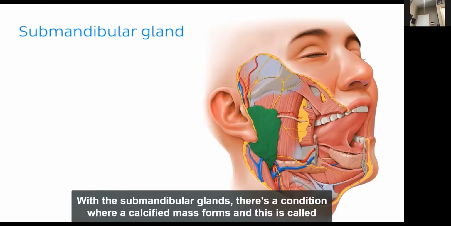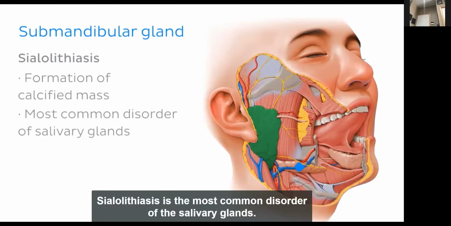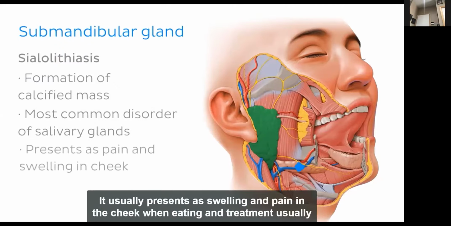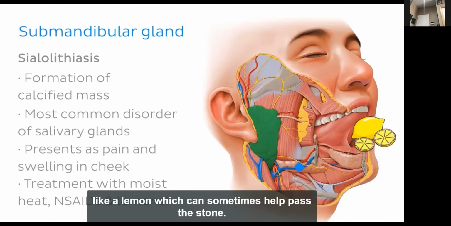With the submandibular glands, there's a condition where a calcified mass forms, and this is called sialolithiasis. Sialolithiasis is the most common disorder of the salivary glands. It usually presents as swelling and pain in the cheek when eating, and treatment usually involves moist heat and NSAID use, but it can also be aided by sucking on something sour like a lemon, which can sometimes help pass the stone. But if the stone persists, surgery is usually required.